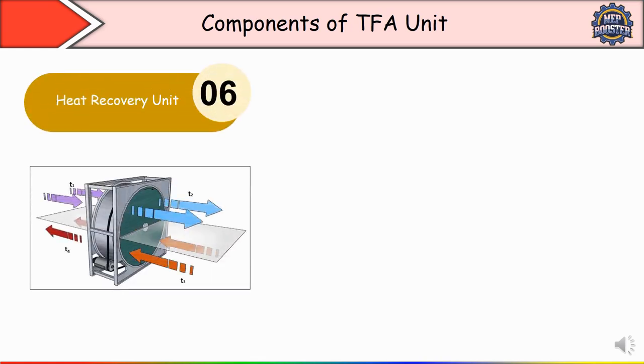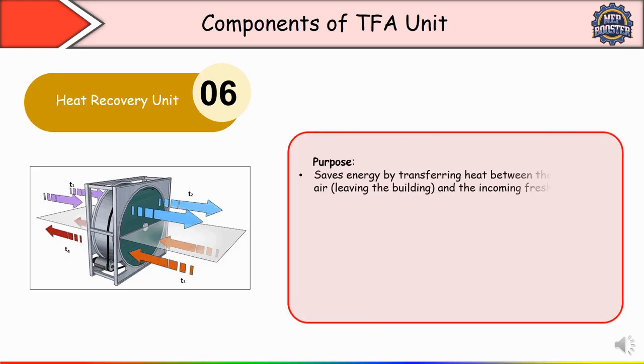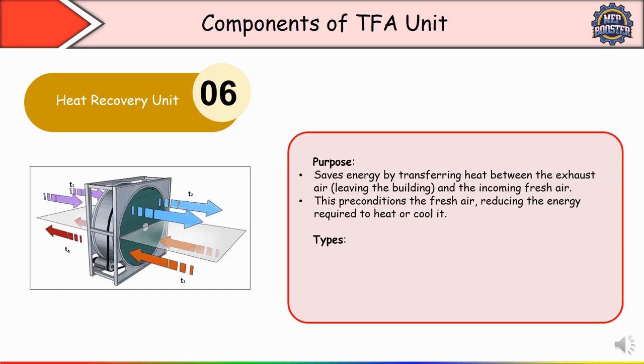Now the next component is the heat recovery unit. What is this? Try to understand, all of you. What is the main purpose of a heat recovery unit? A heat recovery unit recovers heat energy from the exhaust air and transfers it to the incoming fresh air. It improves energy efficiency. It saves energy by transferring heat between the exhaust air and the incoming fresh air. This preconditions the fresh air, reducing the energy required to heat or cool it.